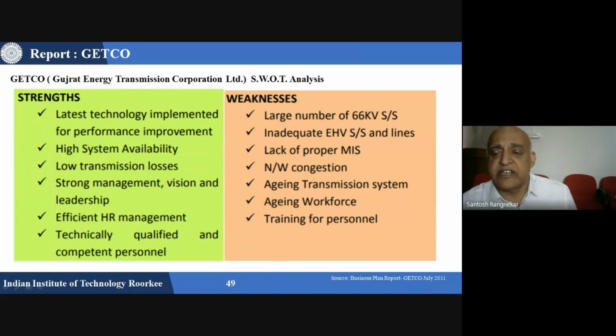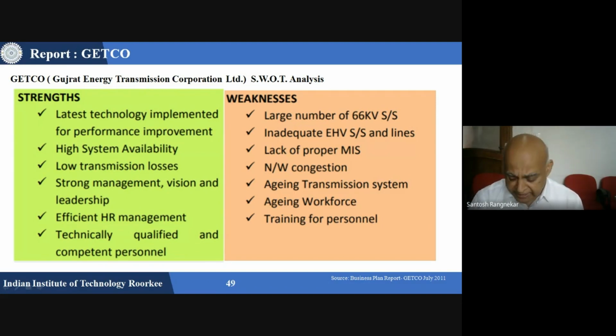However, there were certain weaknesses also. Therefore: a large number of 66 kV lines, inadequate EHV lines, lack of proper MIS, network congestion, aging transmission system, aging workforce, and training for personnel.